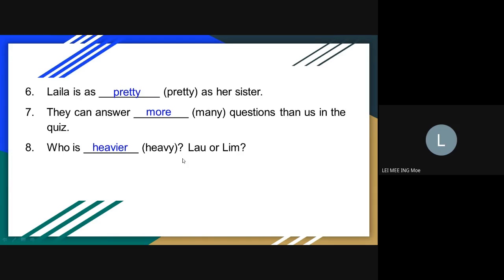Although we don't see any "than" here, why do we choose a comparative form answer? Since when you read these questions, we are comparing Lao and Lim. We want to know who is heavier, so it is a comparative form. We drop the y, we add I, E, R. So did you get all the answers correct? If yes, well done. It means that you understand all the degrees.